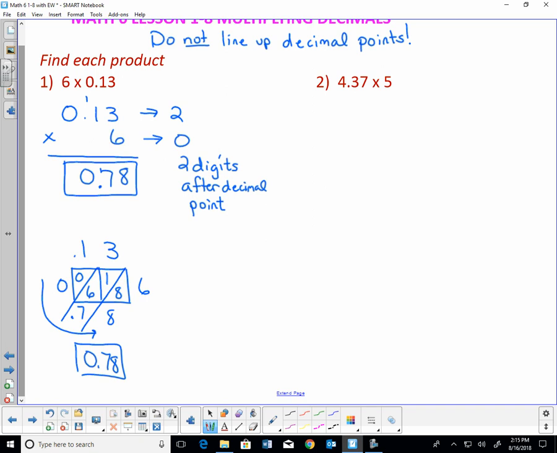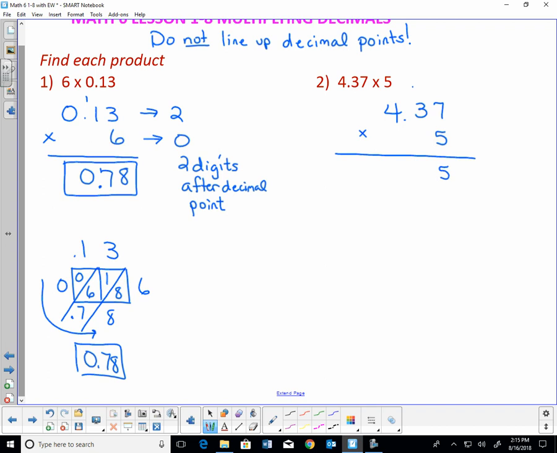Let's look at number 2. 4.37 times 5. So 4.37 multiplied by 5. Notice I did not line up my decimal points because 5 would be 5.00. I would end up with a lot of extra digits I really don't need. Multiply like normal. 7 times 5 is 35. I'm going to carry my 3.